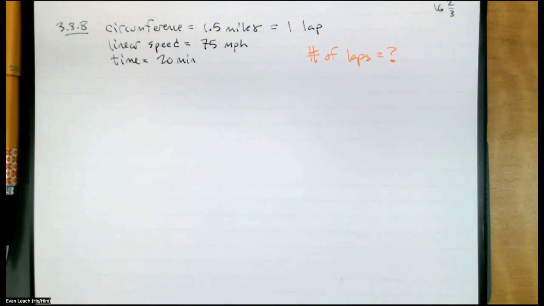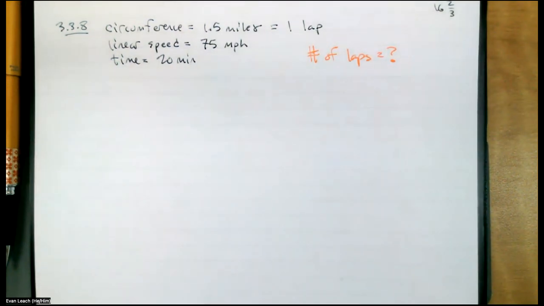We want to have a linear speed of 75 miles per hour for 20 minutes, and we want to know the number of laps we need to make. So we've got a time and a linear speed. From that, we can get a distance in miles, and then we can take our distance in miles and convert that to a number of laps. All right, so there's our plan. We're going to take our linear speed and our time and combine those to get a distance.